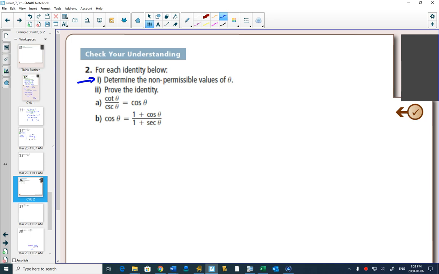So we're actually going to do the proof first, because in the proof we're going to see a lot of places that we're dividing, because there might sometimes be places that you don't even know. Like, for example, do you know where cotangent causes you to divide by 0? Probably not, unless you change it to cos over sine, and then you're like, oh, it's whenever sine is 0. So we're going to do the proofs first.